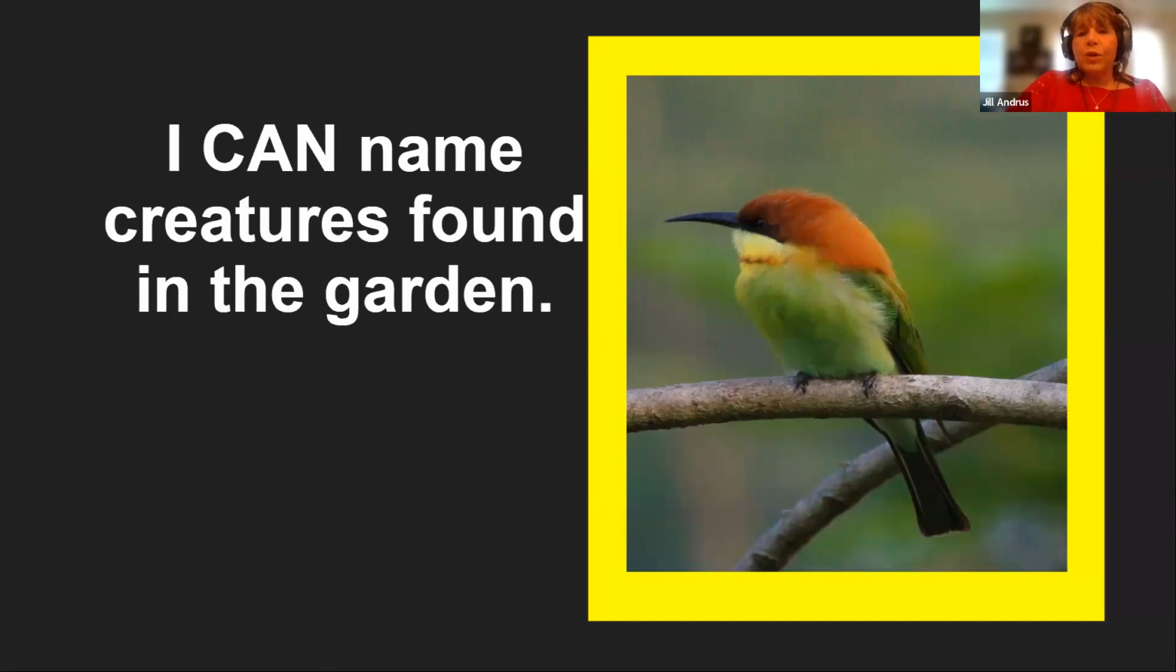So there is a creature next to my words, and it is a picture of a bird. That is a creature that can be found in the garden. He is sitting on a stick or on a branch of a tree. His head is yellow and his body is green, and he has a very long beak. So we can name creatures found in the garden. Let's go.